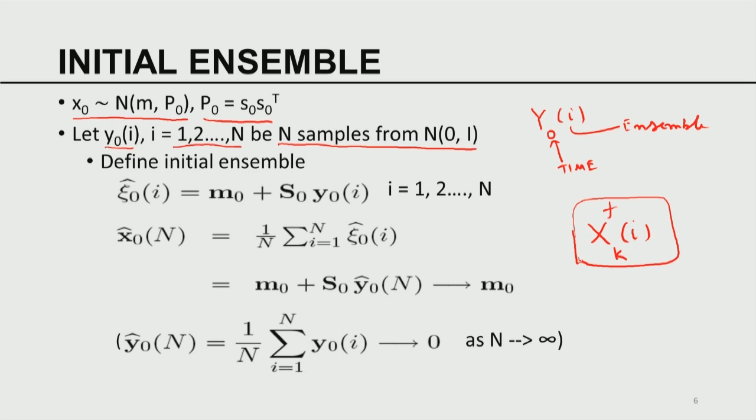So y naught i, running from 1 to N, are N samples drawn from a standard normal distribution. So I have now a copious supply of N. What is N? N in principle could be a million if the vector x naught is of size a million. But even though the vector size may be a million, I do not have the luxury of being able to pick a large sample. So we cannot do large sample theory, we have to do finite sample theory, small sample theory. That is what we are going to be talking about.